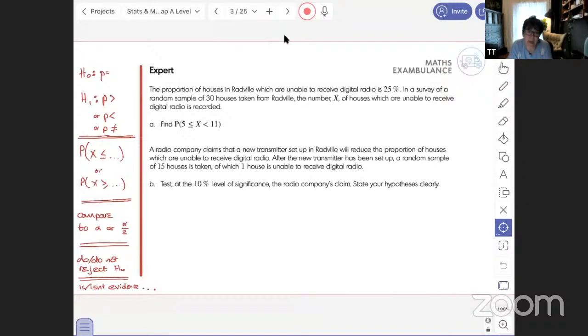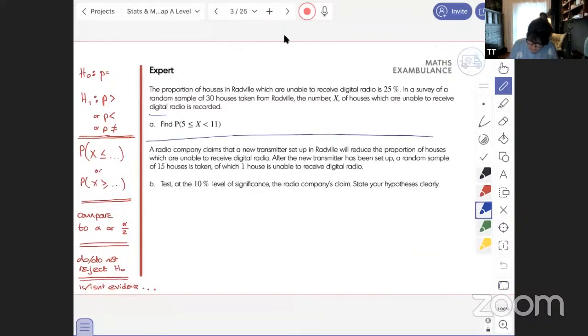And I'd like as many people as possible to do this, please, so that we can see some wrong answers as well as some right answers, just to see what sort of thing goes wrong. We're not doing A, by the way. This is where they just do the normal binomial bit. And then this is where they're doing the hypothesis test.